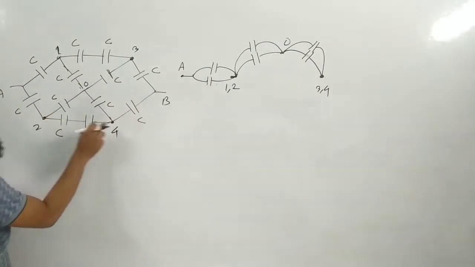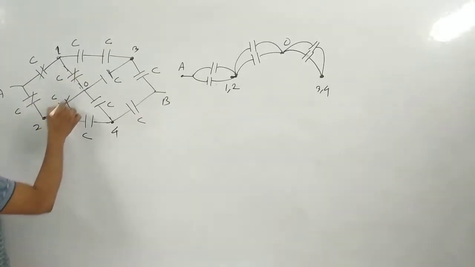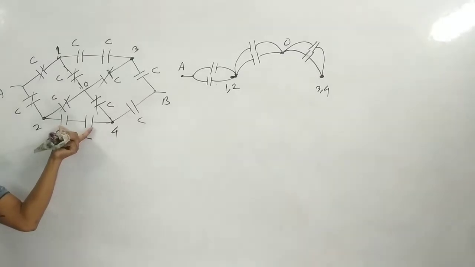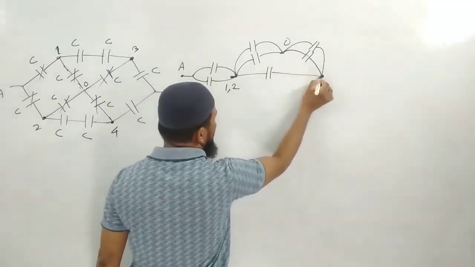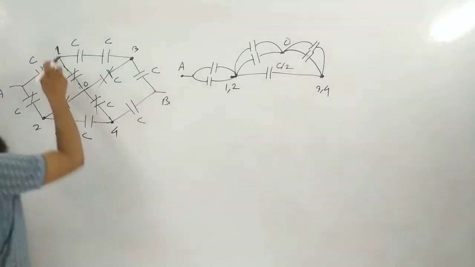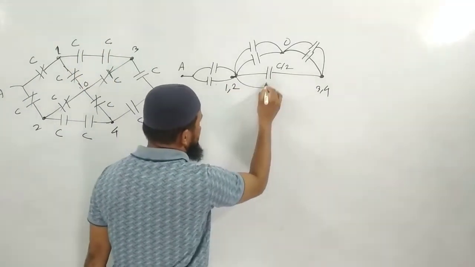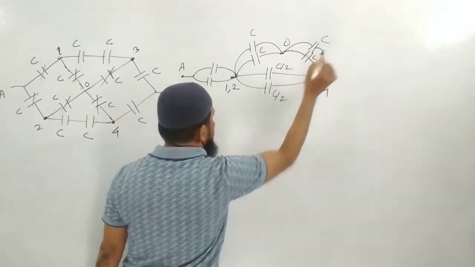Now 2 and 4, how many have we considered? These capacitors we have considered. Now between 2 and 4, there are two capacitors, C and C. I'll call it C by 2. Between 2 and 4, how much is that? C by 2. Similarly between 1 and 3, there is a capacitance of C by 2. Rest all are C and C.